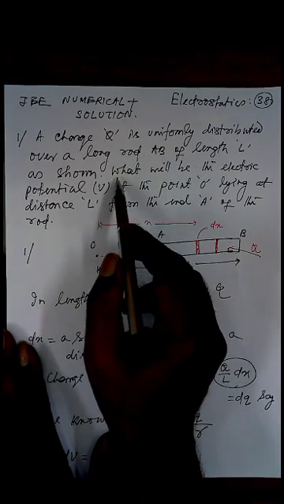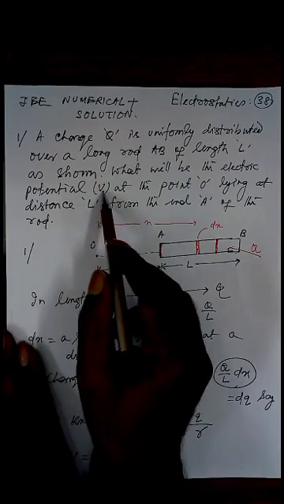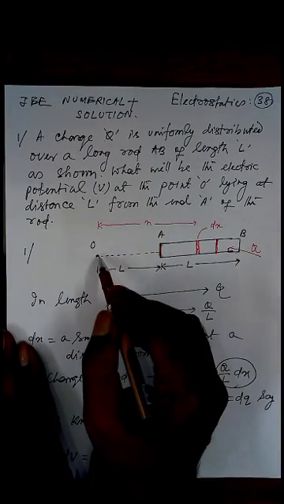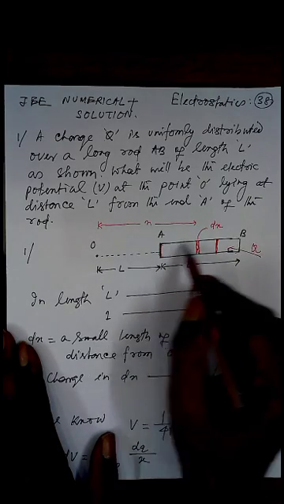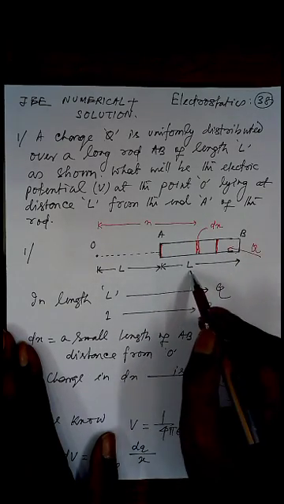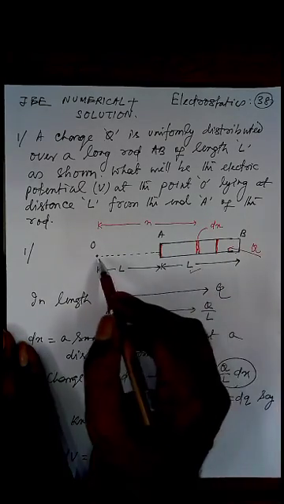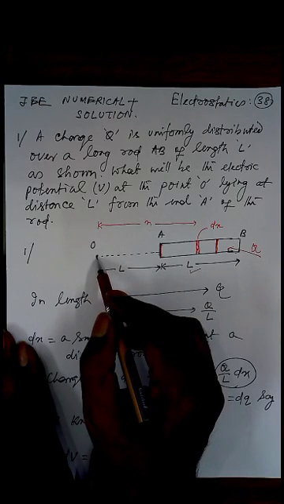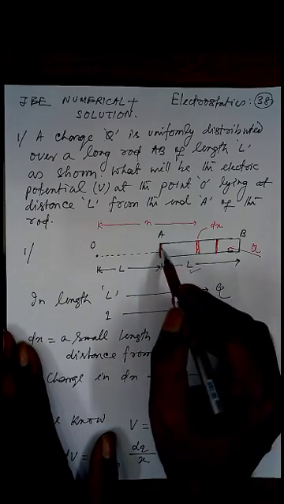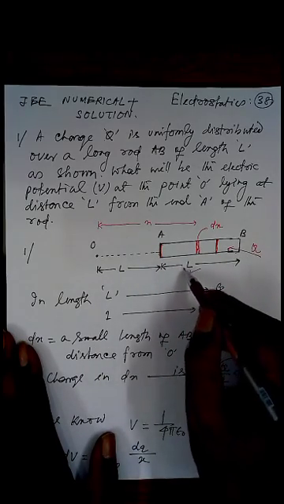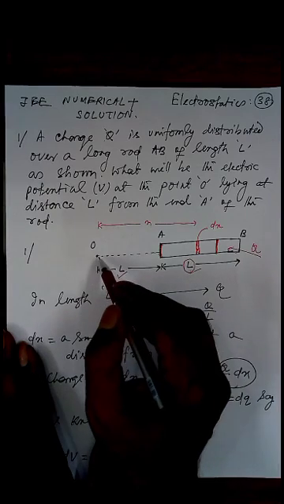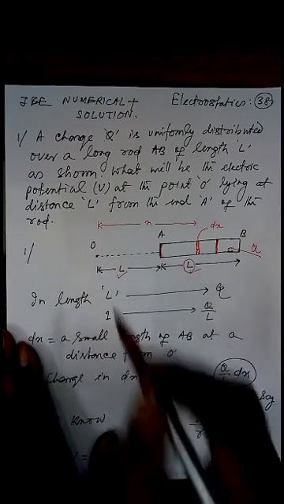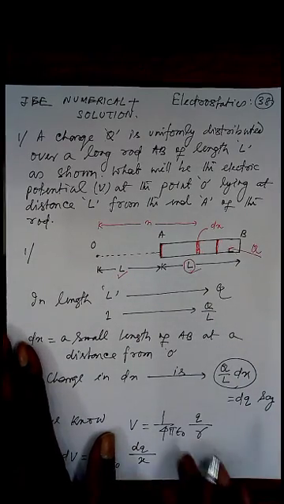Now, what will be the electric potential V at a point O, due to this charge Q which is distributed in this rod AB of length L? Point O lies at a distance L from the end A, and the length of the rod is L. From this end, at a distance L, what will be the electric potential here? That is what we have to find.